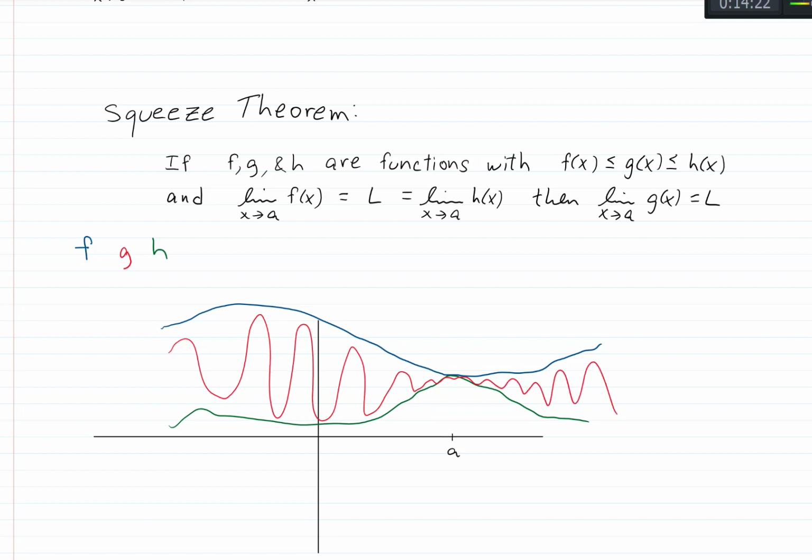Okay, and notice that the limit of both F and H as x approaches A, that limit is the same for both of those, right? So even if G is really hard to work with, you know for a fact that the limit of G of x as x approaches A will also be L.